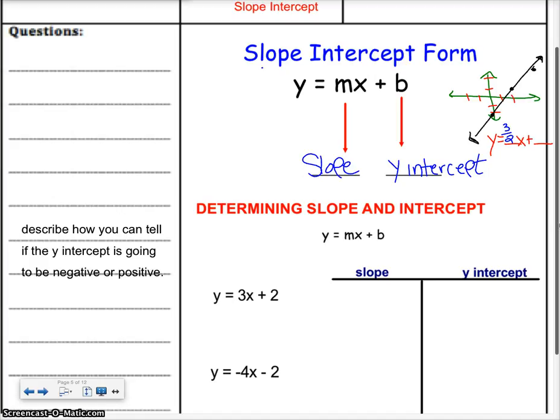And the y-intercept is where you cross that y-axis. Where did I cross it? -2. And that's the equation of the line. It's not hard. It's just being able to identify the points.